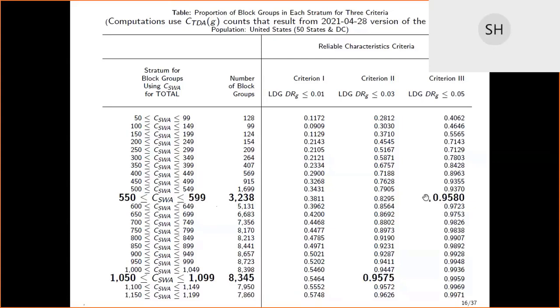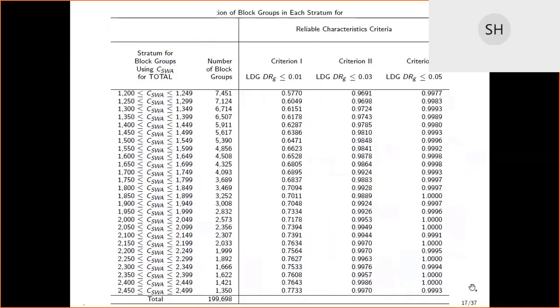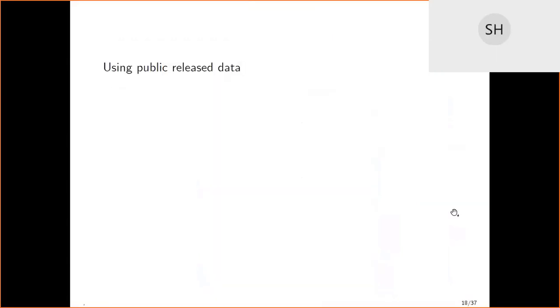This threshold of 0.95 happens somewhere in this interval, but we just say 600. If you look at the rest of this table in this third criterion, you'll see that these proportions continue to increase. So we actually have more than 95% of the block groups satisfying this criterion above that 600 threshold. So this is totally empirical. Using this publicly released data, we're actually using here the one run that was publicly available.